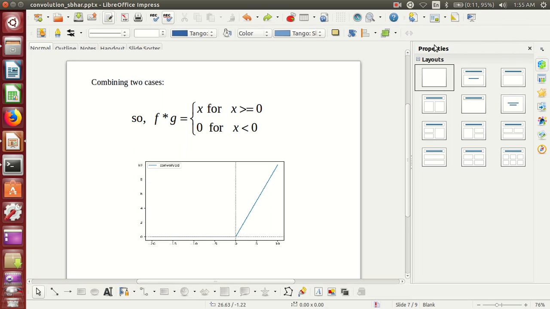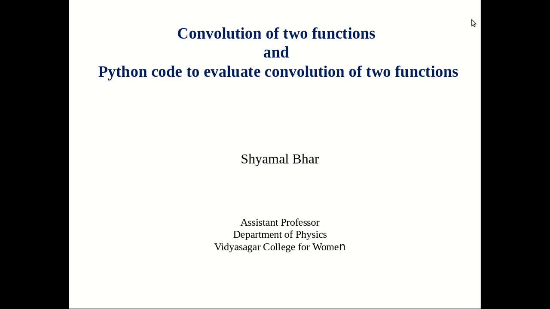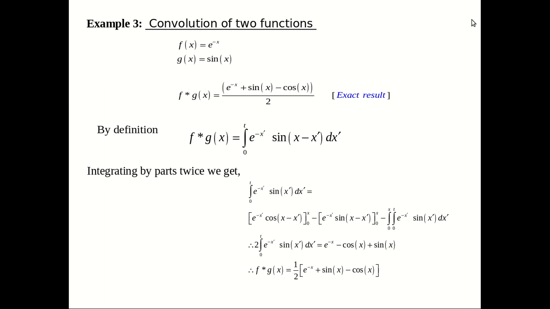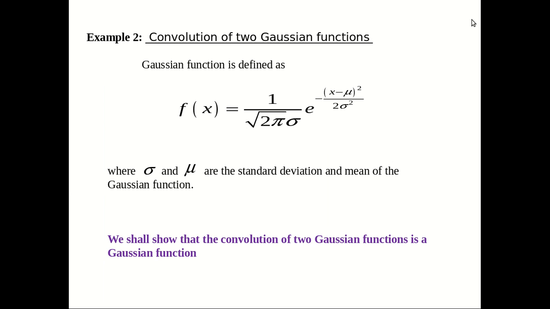For two Gaussian functions, we know that the Gaussian function is defined like this: 1 by root over 2 pi sigma, e to the minus (x minus mu) whole square by 2 sigma square. Here sigma and mu are the two parameters for the Gaussian function. Sigma is the standard deviation and mu is the mean. Now we shall show that the convolution of two Gaussian functions is a Gaussian function.